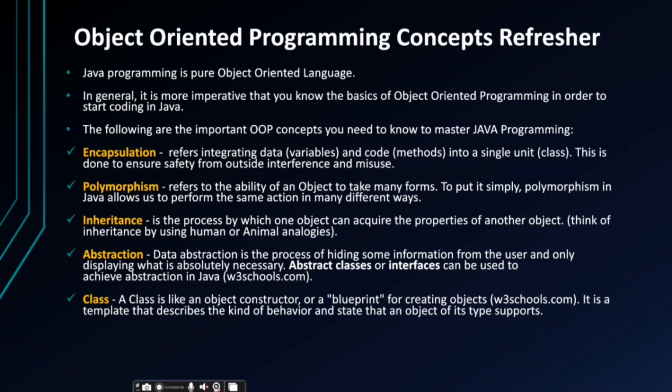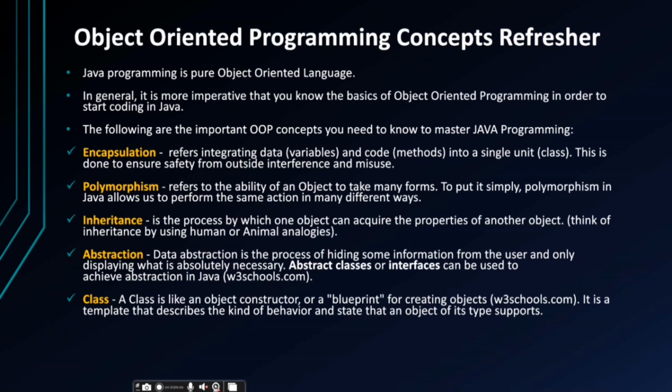Inheritance is the process by which one object can acquire the properties of another object. I want you to think of this in terms of human or animal analogies, as we sometimes as humans inherit certain characteristics or properties from our parents during birth. And also abstraction: data abstraction is the process of hiding some information from the user and only displaying what is absolutely necessary. In Java, abstract classes and interfaces can be used to achieve abstraction, according to w3schools.com.